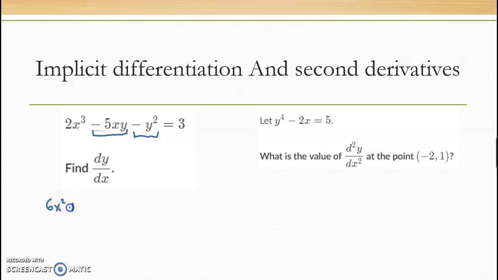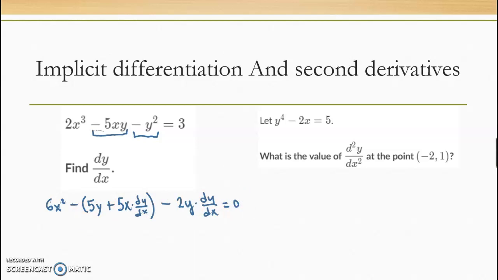And then plus, or I can do minus, but then I need parentheses, so I'm going to say minus 5 times y left alone plus 5x times dy dx, minus 2 times y to the 1 power times dy dx. And that's not a tick mark, that's a first power. And then equals 0. Your next step would be to solve for dy dx, but that's the idea with implicit differentiation.